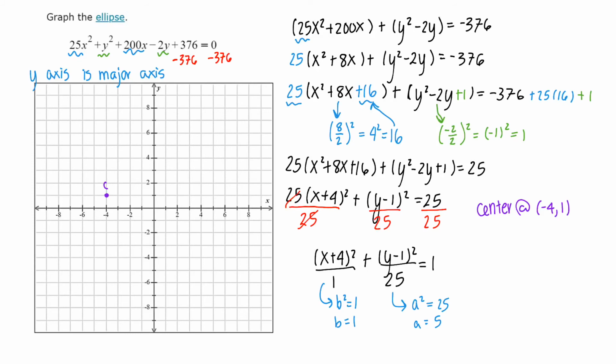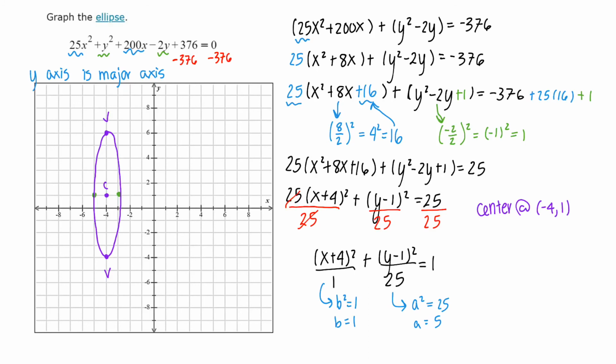So for plotting our vertices, they should be 5 units away from the center. Because y is the major axis, they're going to be up and down from the center. So this is one of my vertices. Here's the other one of my vertices. To plot the co-vertices, those are going to be b units away from the center and on the minor axis, which is the x-axis. So 1 unit away, this is a co-vertex, and that's another co-vertex. And, oh, I've drawn worse ellipses. There it is, that's the ellipse.